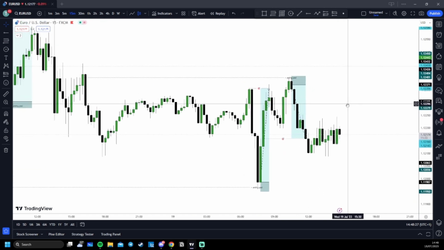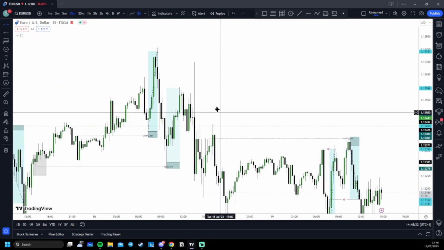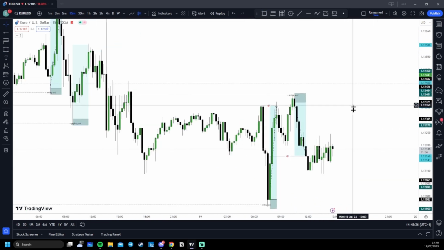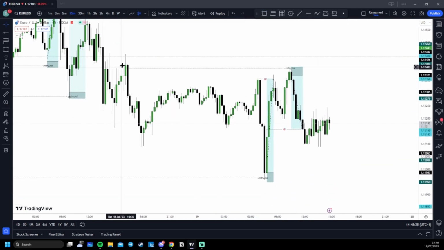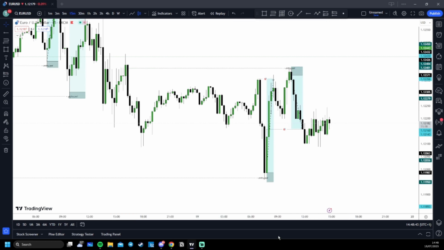Say right here, if it just carried on going up and blasted through this, I'd be looking for a sell probably somewhere up here. But apart from that, I'm not getting in any other buys, because this was my ideal situation here. I'm not going to change it. The most that will happen is I'll miss out on the day.